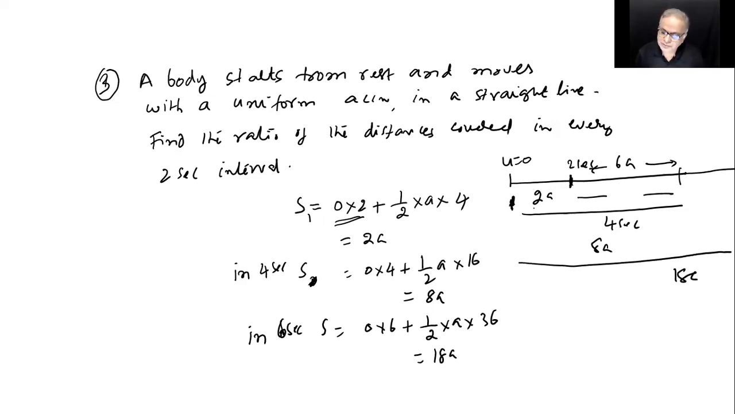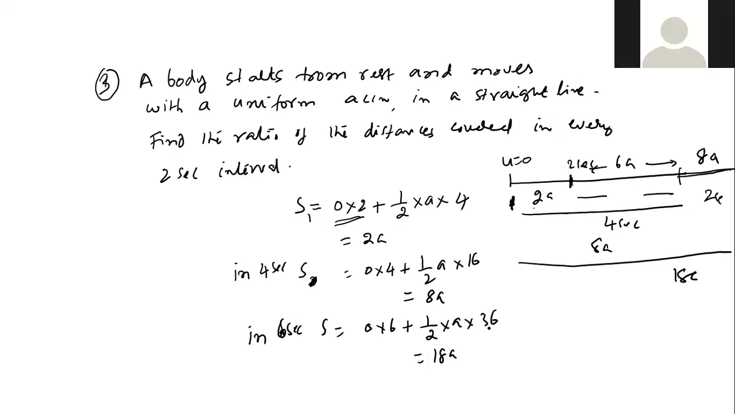So in the next 2 seconds, how much? 18a minus, sorry, 8a. Did I do it properly? 4, 16, 2, 8, 8a. So 8a here, so 6a here. In the next 2 seconds, total is how much? 2 plus 2, 4, 6. 32. 36 only, right? 32. 32, sir. How much is 32?